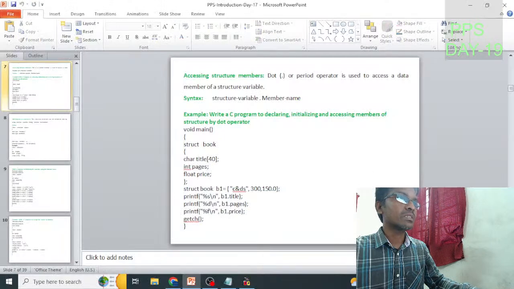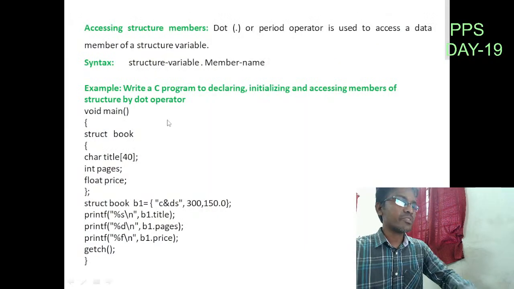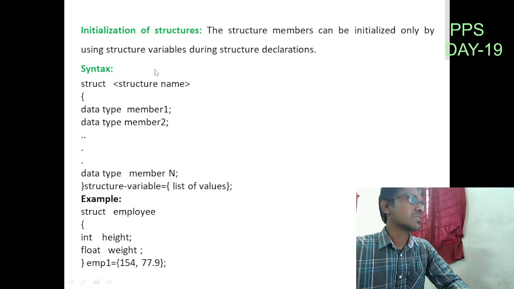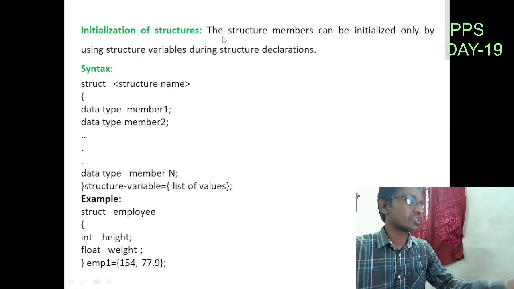So now I am coming to the next one. That was about accessing a structure, followed by an example. With the help of a structure variable followed by the dot operator and followed by the structure member, you can access the structure members. So now let us come to initialization. How are you going to initialize the variables?